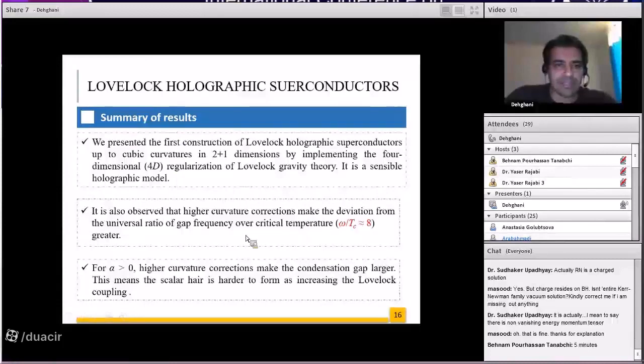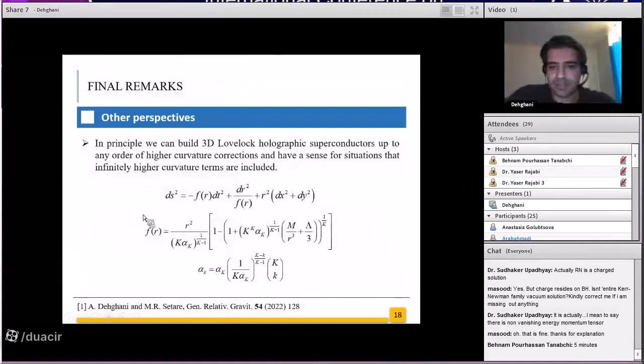As a summary, we presented the first construction of Lovelock holographic superconductors with cubic curvatures. We found that it is a sensible holographic model. It is also observed that higher curvature corrections make the deviation of the universal ratio of frequency over critical temperature greater. For positive values of Lovelock coupling, higher curvature corrections make the condensation gap larger. This means the scalar hair is harder to form as we increase the coupling, but in principle, we can build Lovelock holographic superconductors up to any order of higher curvature corrections.